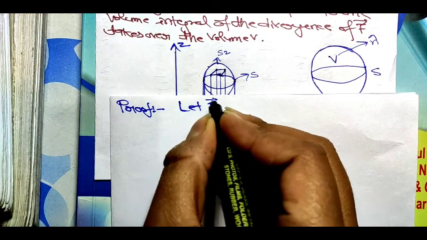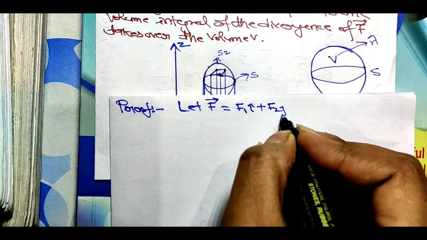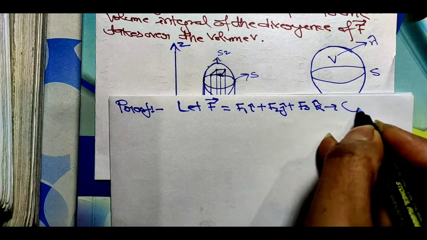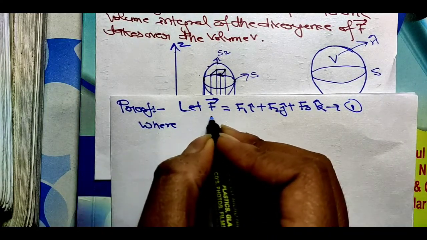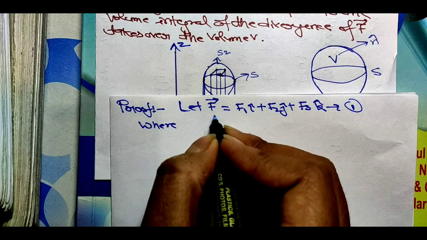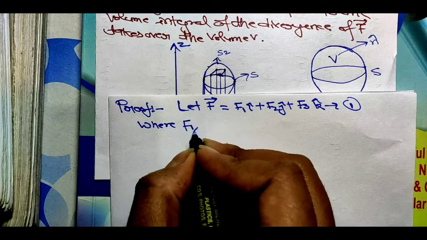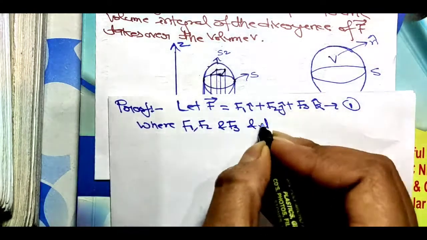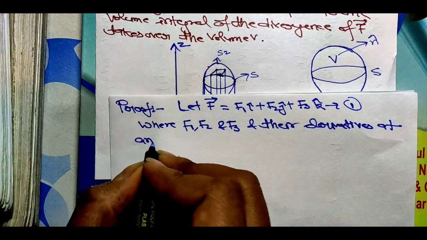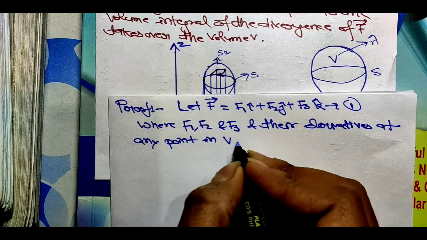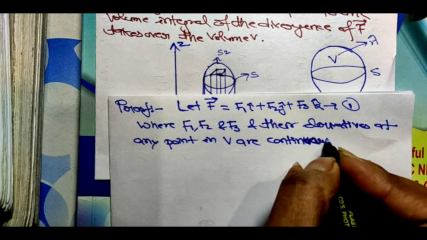Firstly, we are going to split this continuously differentiable vector as F = F1 i cap + F2 j cap + F3 k cap. Give it equation 1. You may express any vector in this form. Since the derivative of F is continuous, F1, F2, F3 and their derivatives at any point of volume V are also continuous.